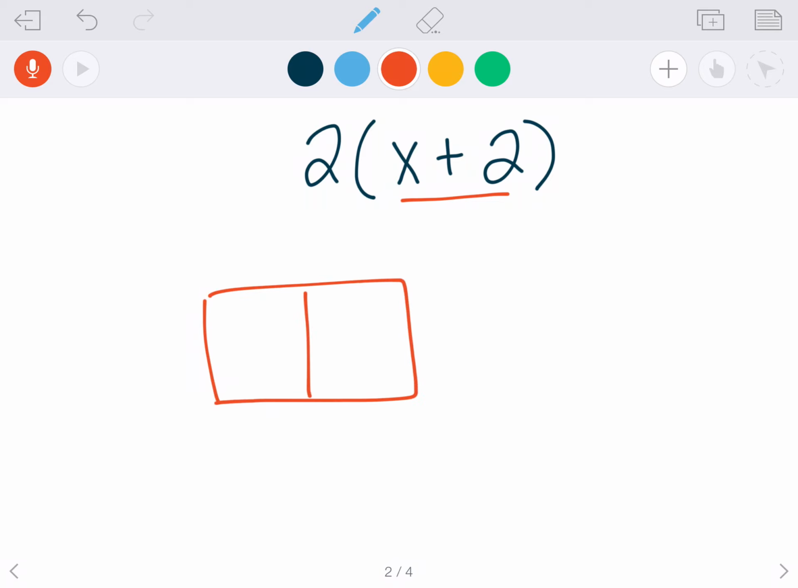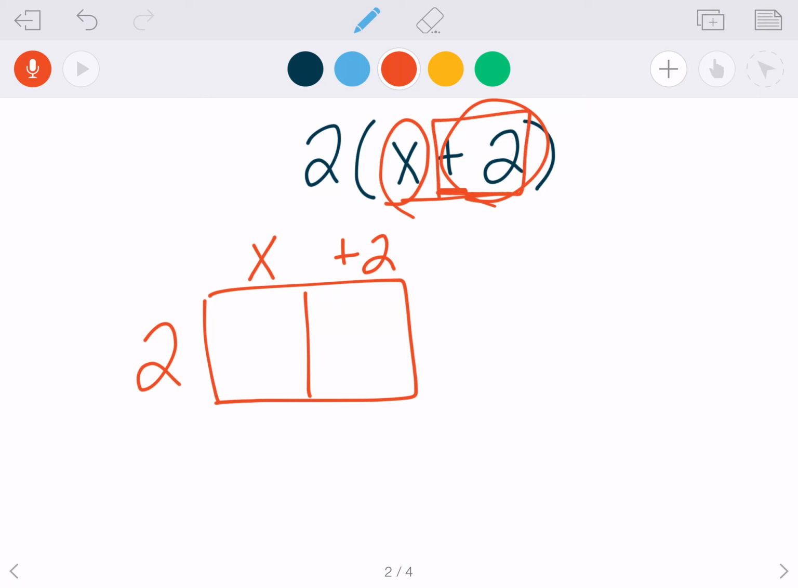So I'm going to draw a rectangle, and there are 2 terms here, so I'm going to put 2 boxes. So I'm going to put the 2 on the vertical side of that area model. I'm going to put the first term up top, x, and then, just like when we are rewriting like terms, I'm going to always include that plus with the 2, okay? Now I'm going to multiply.